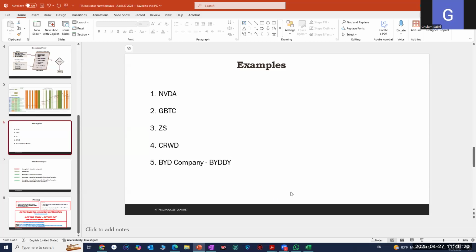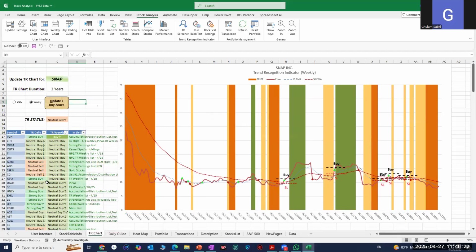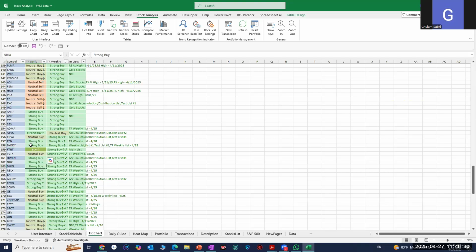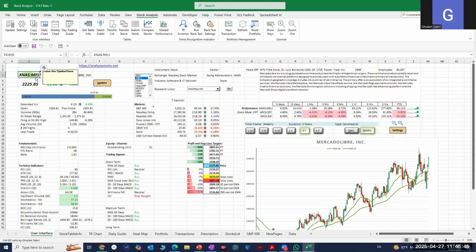Now, yeah, BYD, you want to see BYDDY? It's already there in my list. I've already done that. To save time, I can just quickly check where BYDDY is, right here. So BYDDY is a strong buy both in daily as well as in weekly. And as you can see, BYDDY is in one of my lists here. And BYD is a very interesting stock. I believe on a worldwide basis it is going to replace Tesla. It has already replaced Tesla.